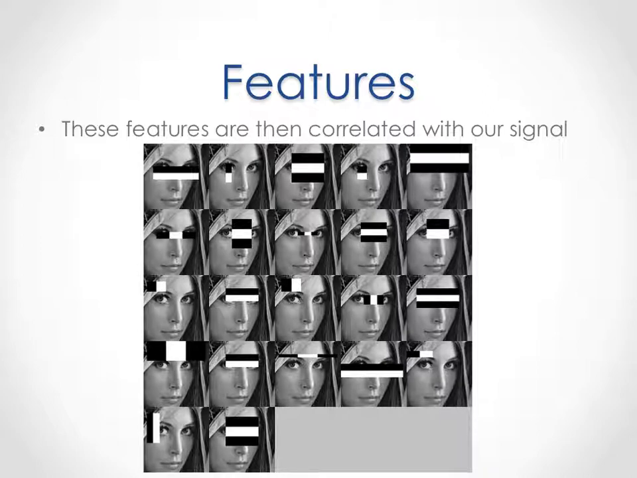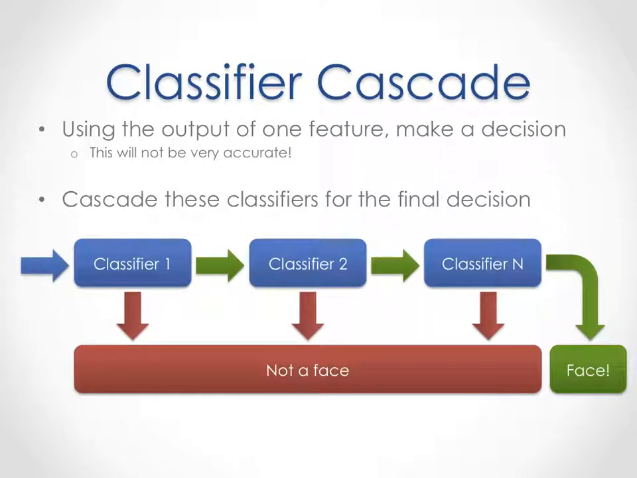So here, this image is doing its best to align the feature with the image in ways that kind of make sense. But really what we do is we search over every possible position, every possible scale, every possible permutation of these features. And we get coefficients for each one. Those coefficients are used in classifiers.